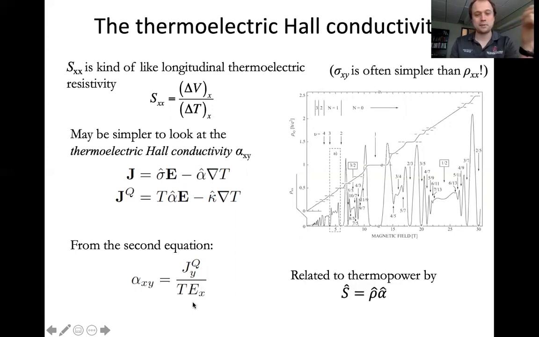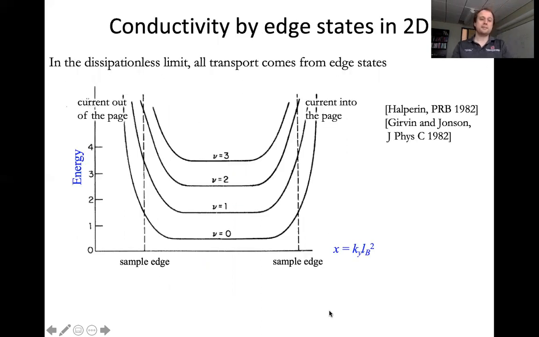So there's actually a simple relationship between this thermoelectric conductivity alpha and the thermal power. You just multiply by the resistivity tensor and you get the thermal power. Okay, so how do you think about this thermoelectric conductivity? Well, let me first talk about the familiar picture of 2D edge states in the quantum Hall system.